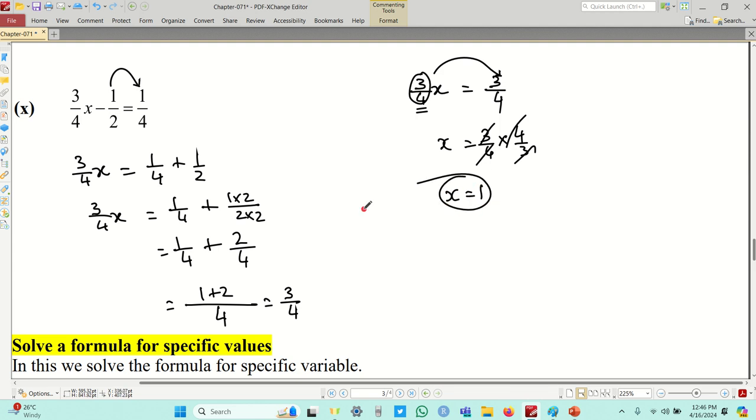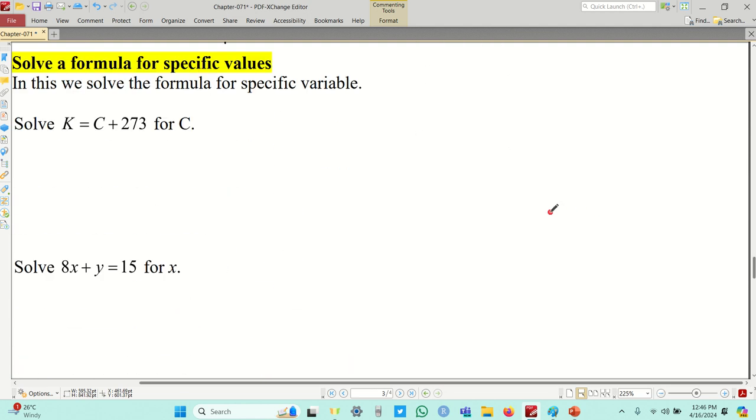This is how we solve the linear equation. So you will get a 2 marks question from this topic, and maybe a 3-4 marks question in your quiz. So practice it.